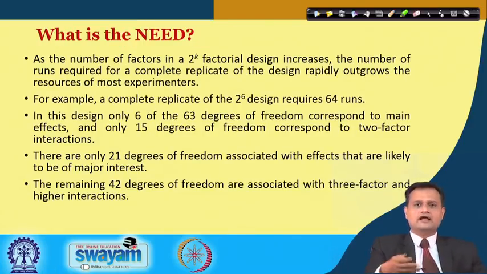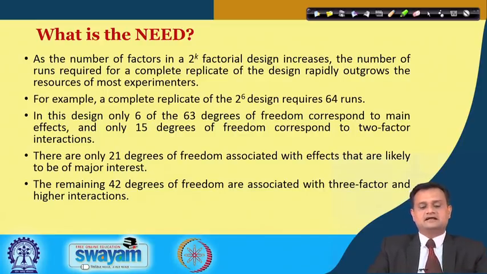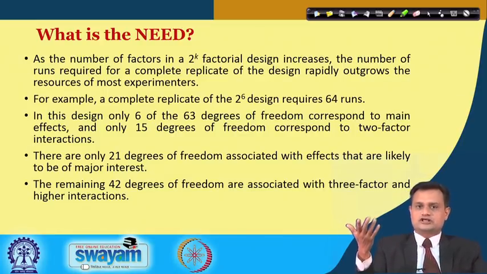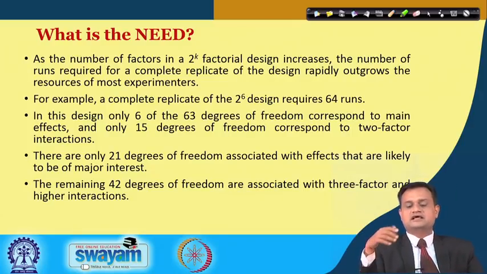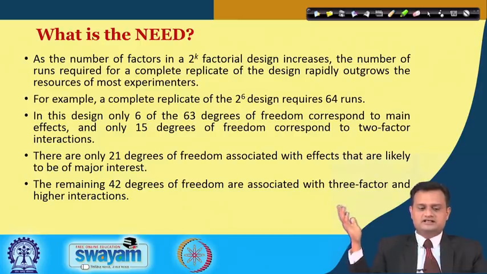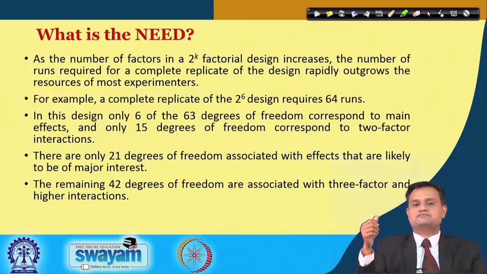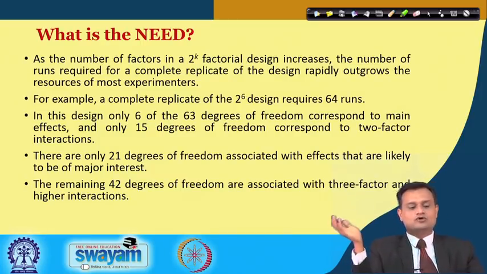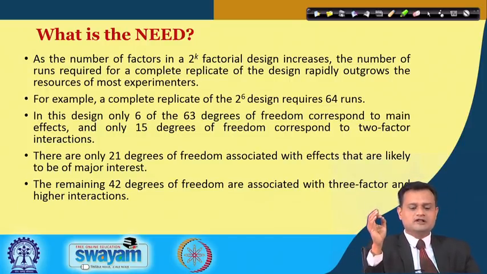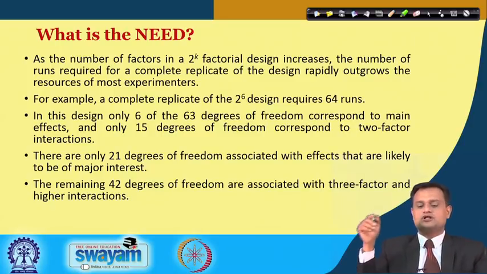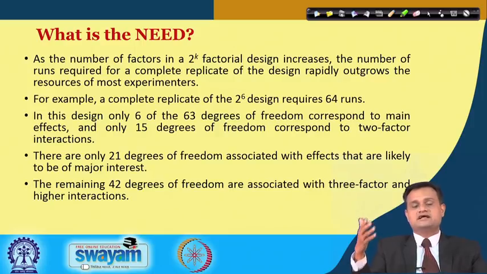Now if you look a little deeper, as the number of factors in 2 raised to k, where k refers to the number of factors, increases, the number of runs required for a complete replicate of the design rapidly outgrows the resources, which are limited. If you look at the complete replicate of 2 raised to 6, that is 64 runs. It means I have to conduct 64 runs to complete my full factorial design.